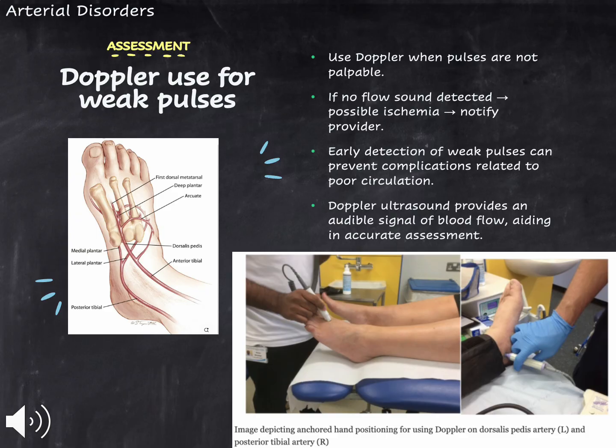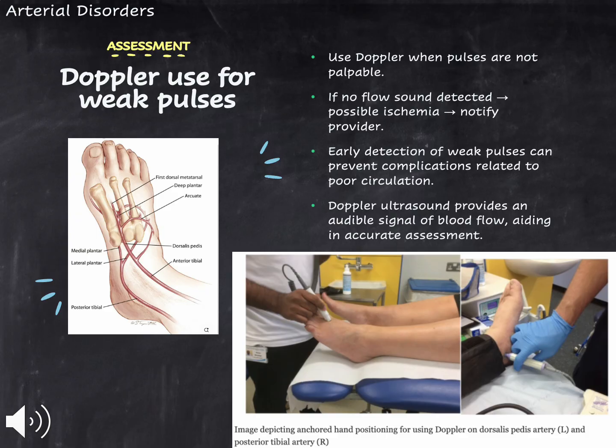A 65-year-old patient with PAD has no palpable pulse in the left foot. What's your next step? You should immediately use a Doppler to assess circulation. If the Doppler still fails to detect flow, treat it as an emergency. This could mean arterial occlusion and possible limb ischemia. Notify the provider right away. A key point to teach students: an absent pulse is an emergency until proven otherwise.